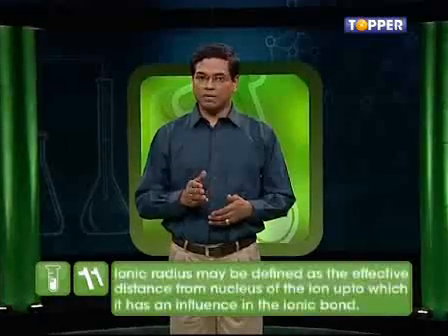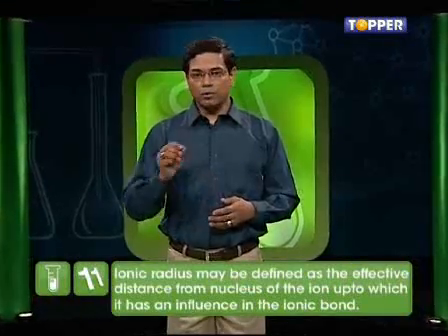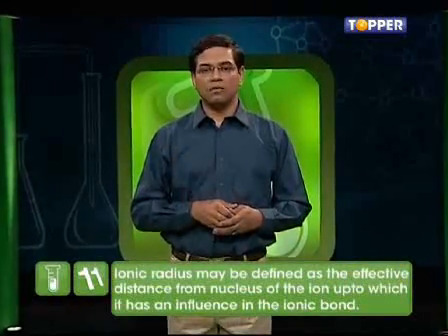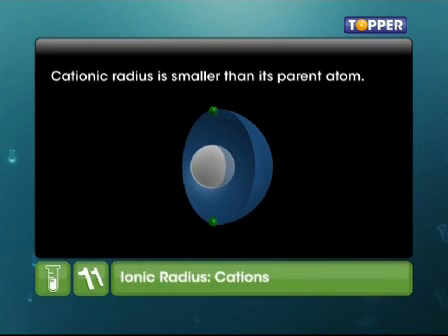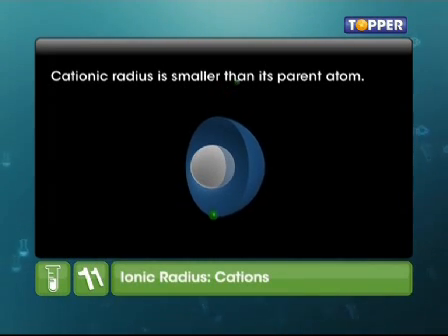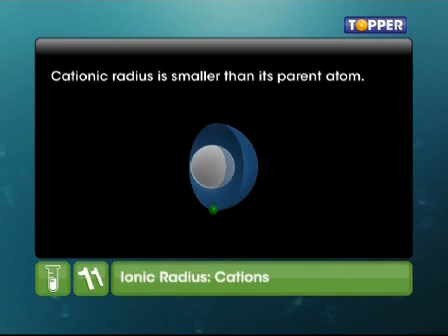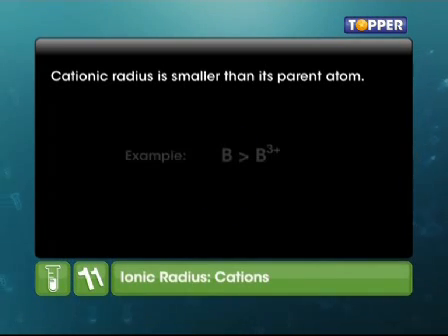Along with atomic radius, we also need to talk about ionic radius, which is defined as the distance up to which the nucleus has an influence over the electrons. Atoms lose electrons to form positively charged cations. The loss of electrons increases the effective nuclear charge. So, the cationic radius is always smaller than its corresponding atom. Example, boron is bigger than boron 3+ ion.